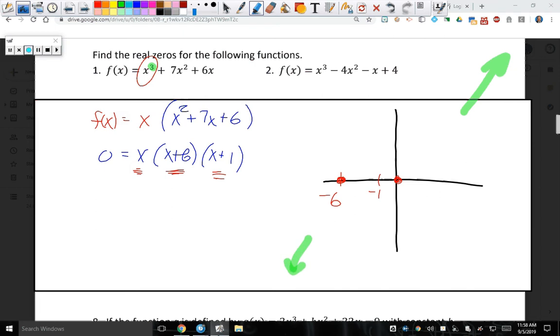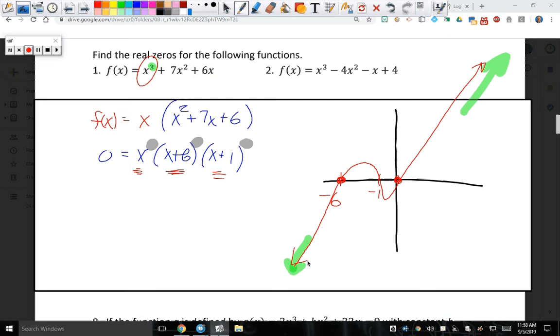So now all I have to do is look at these powers, and if they're odd numbers, it's going to go through the x-axis. But if they're even numbers, it'll bounce off the x-axis. You with me? So all of these are odd numbers. So it'll go through, and up.